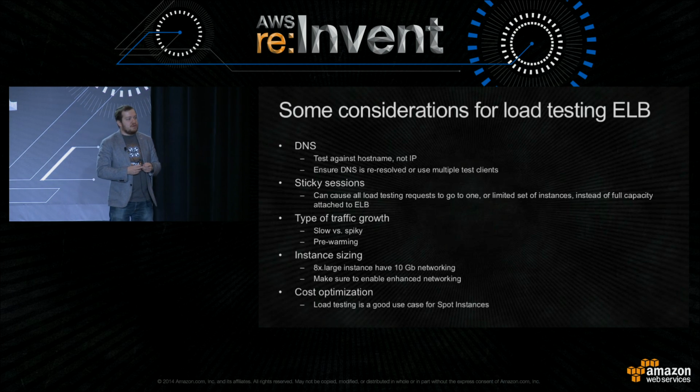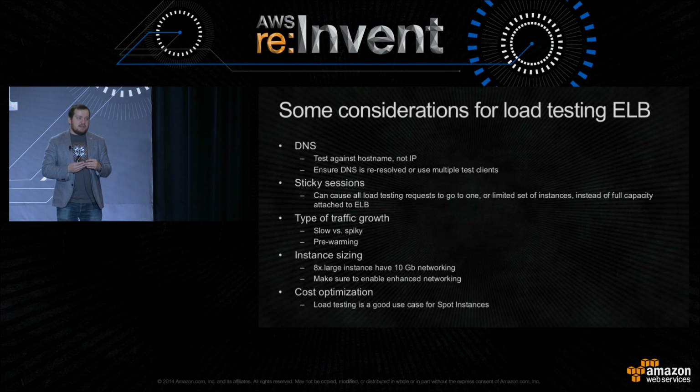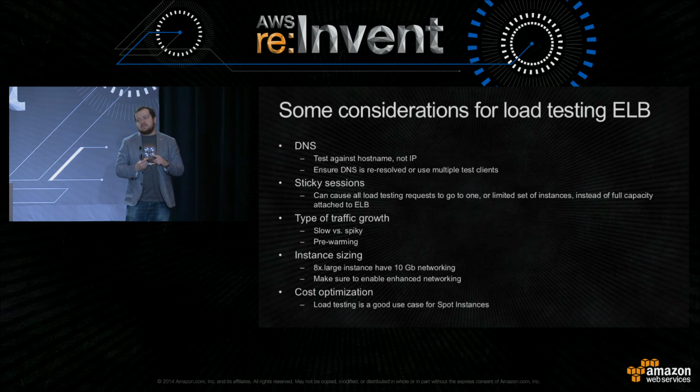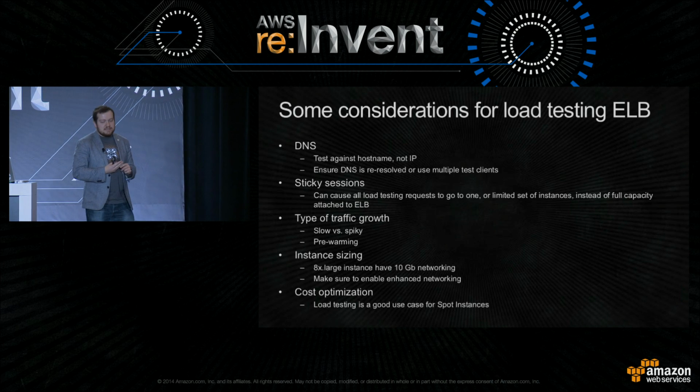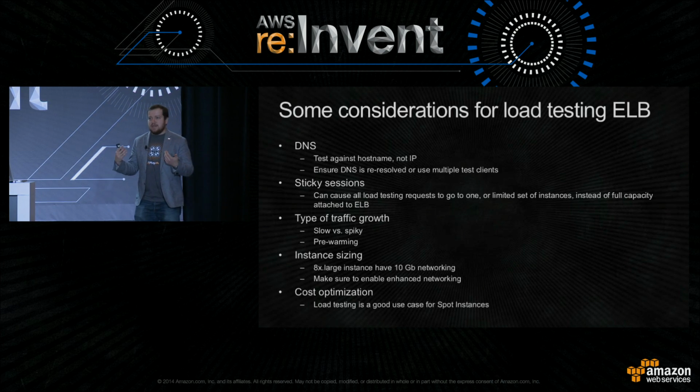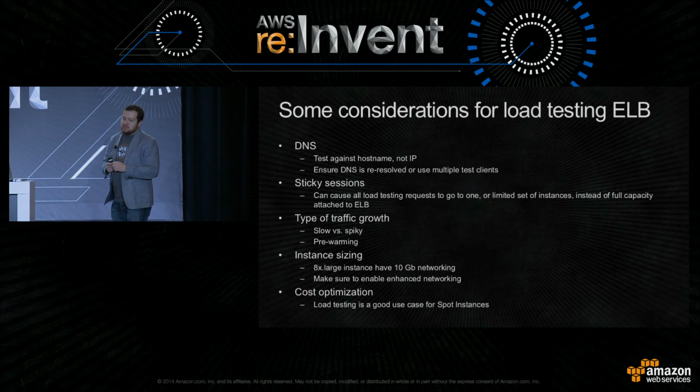You want to make sure you're enabling enhanced networking. So the C3, R3, I2, and now C4 instance families have something called enhanced networking. This allows you to get lower jitter, higher packets per second, and lower latency. And it's a free feature. You just have to make sure it's enabled. It's enabled by default on Amazon Linux AMIs, but on other distributions and on Windows, there's directions in our documentation on how to enable that. So make sure you have that enabled.